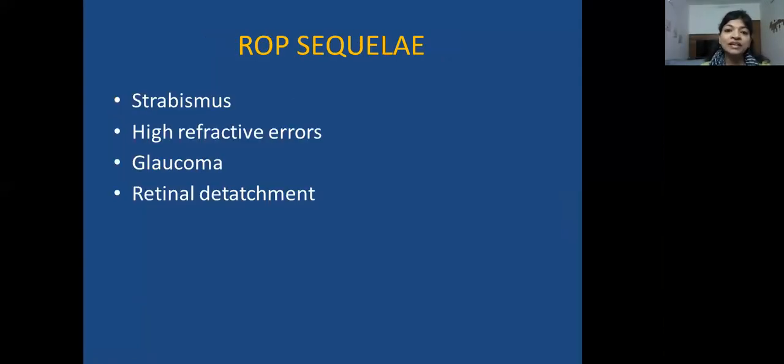The reason being that ROP can have a lot of sequelae, the commonest being strabismus, that is the baby has a high chance of getting a squint. They can have very high refractive errors, especially myopia in these kids. They can develop glaucoma and retinal detachment in the future. So once you have screened the neonate for ROP and you've said that okay, everything is fine, your retina is stable, they need to mandatorily come back to a pediatric ophthalmologist when the baby is 3 months of age, because from 3 months of age, we need to screen for these sequelae that can happen with ROP.